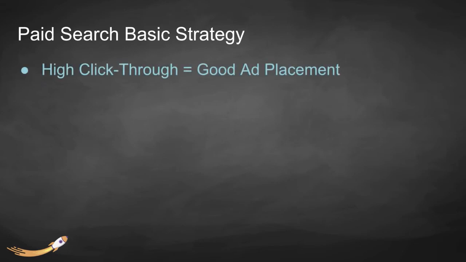So when you're looking at your results for paid search, a high click-through means you have good ad placement. It means people are looking at your image, your price, and your title in particular, and it's basically checking off all the boxes in their mind as to relevancy. So when you see a high click-through, it means that people are liking what they're seeing at first glance.